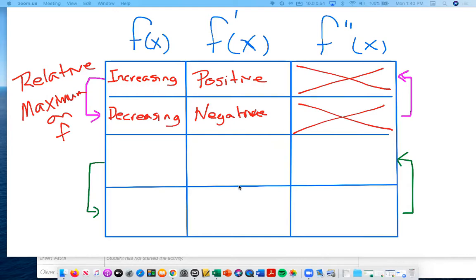Now on the other side, going from the second line to the first line, that is a relative minimum on f, because that's the case where you're going from a decreasing function to an increasing function. So f is going to have a dip or a valley in the graph, and f prime would be crossing the x-axis, but it would be crossing from negative values to positive values. Any questions on that?